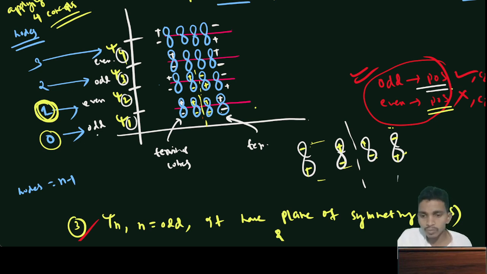Now I also have to make two nodes. Two nodes means if I make here negative and here positive, then there will be one node, but the plane of symmetry is there, so it should reflect. It means I again have to make here negative, here positive. So this is one node, this is one node, two nodes. The plane of symmetry is also present.